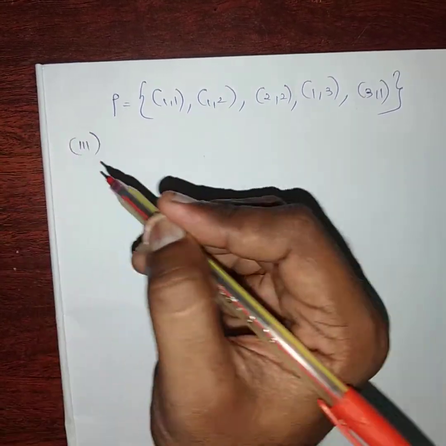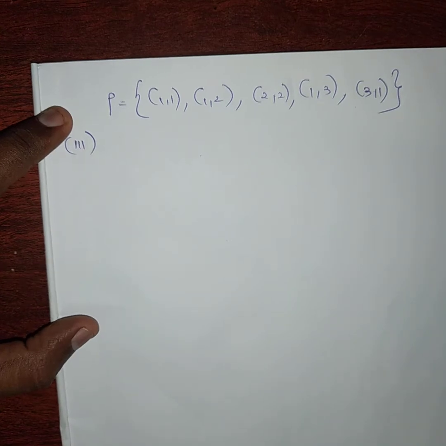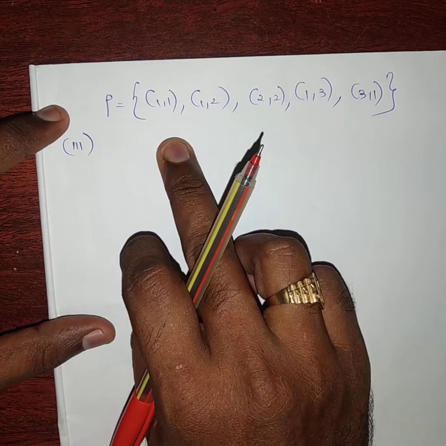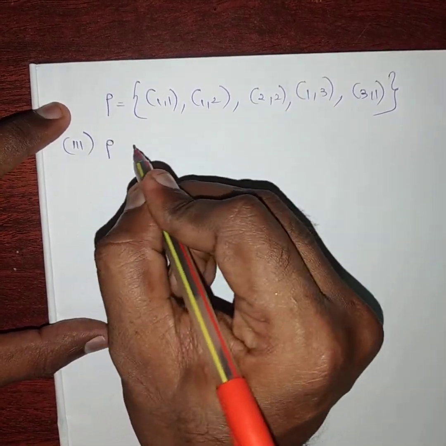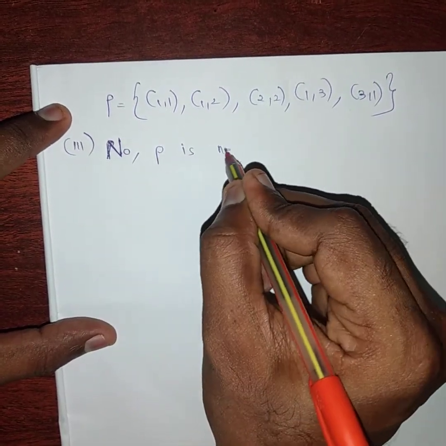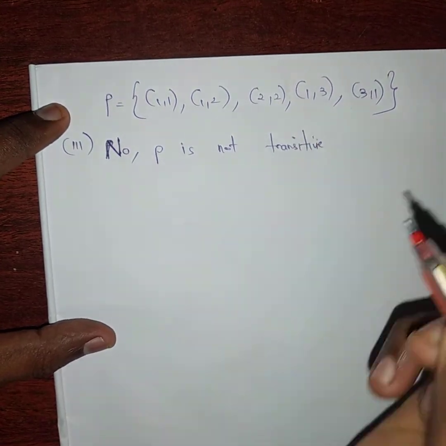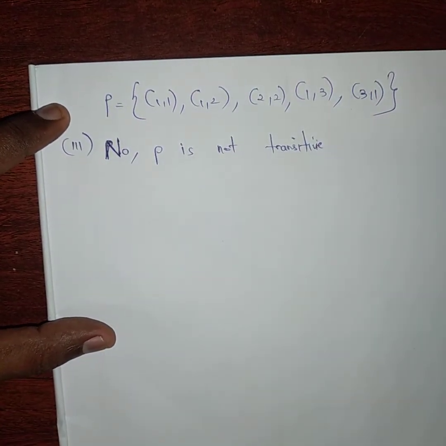Third subdivision. First I read the question. Is R transitive? So I need to check whether R is transitive. R is not transitive. Next I need to state the reason. If not, state the reason.